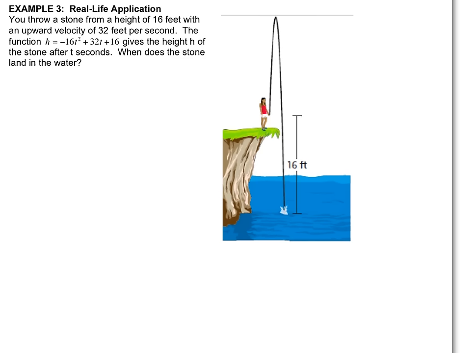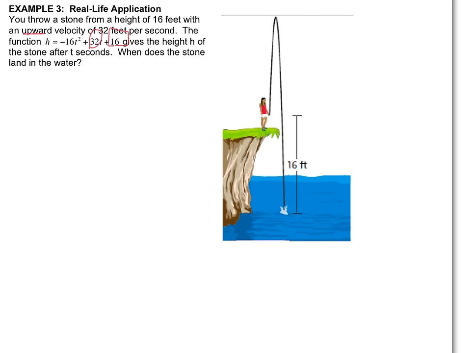In this next example, we're going to look at how we can use completing the square to solve a real-life application. What we can see from the girl standing on the edge of the cliff is that she is throwing a stone up with an upward velocity, and I want you to notice the upward velocity of 32 feet per second is here for the b with the bx part of the term. We know that she's throwing it from a height of 16 feet, which means our initial height is our y-intercept, or our 16 at the end. The negative 16 is accounting for the gravity pull coming back to Earth.